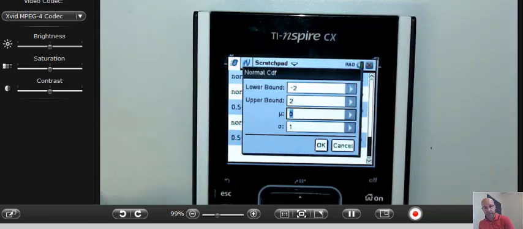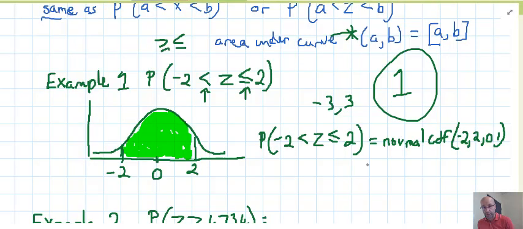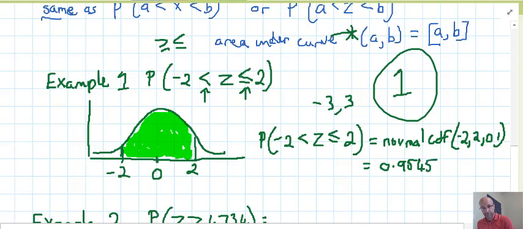We tab down, and the upper boundary was 2. We tab down. Now this is a standard normal, so the default settings will suit us there. Mu, or the mean, is 0 and the standard deviation is 1, and we hit OK, and we hit OK. That's better, and we get 0.9545. Alright, so justification there: normal CDF, put your parameters in, and 0.9545 was the probability, and there you go.